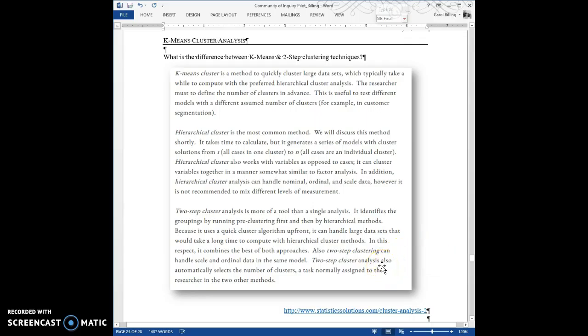I think the primary difference between two-step and the k-means is that the two-step defines the number of clusters. And there's several things. It just seems to be more comprehensive in general. There's some methodology with hierarchical methodology. It picks the clusters for you. It can handle scale and ordinal data in the same model. So I can see now why we did this one.